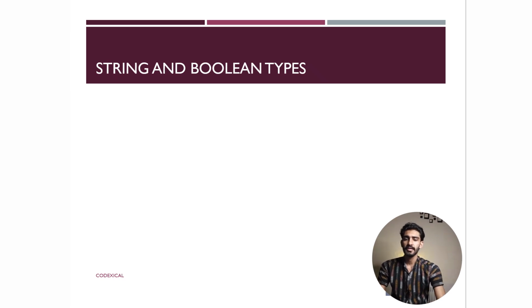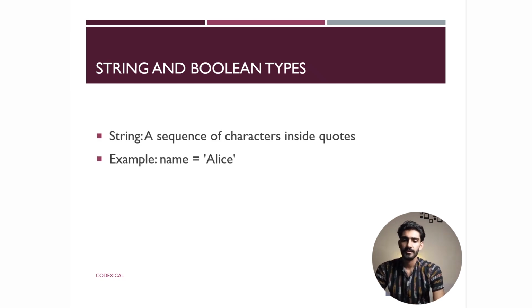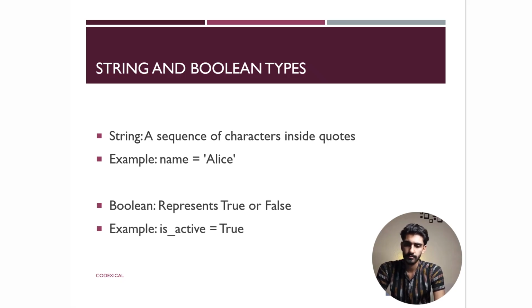So the next is string and boolean types. A string is a sequence of characters inside quotes. Whatever we write in these quotes becomes a string. So the example is this: name is assigned as an alias to the container name, which is a variable. It is the simplest example of a string. And the boolean represents true or false values only.